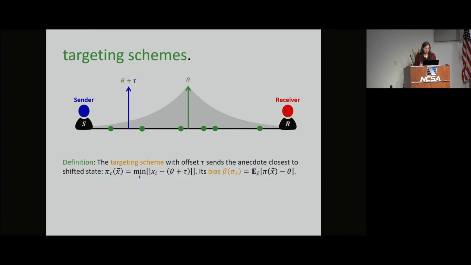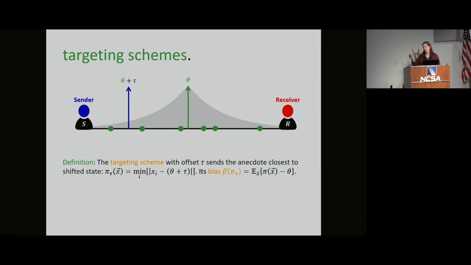So the equilibrium is going to consist of how the sender picks the anecdote and how the receiver responds to that. I'll define a class of schemes I call targeting schemes. This is a communication scheme for the sender. The sender picks some sort of representative or target, like some anecdote that they would like to tell the receiver, which might be, if their preferences are to the left of the receiver's, to the left of the state of the world.